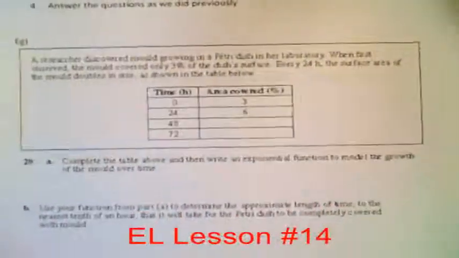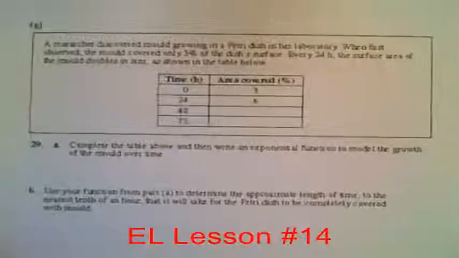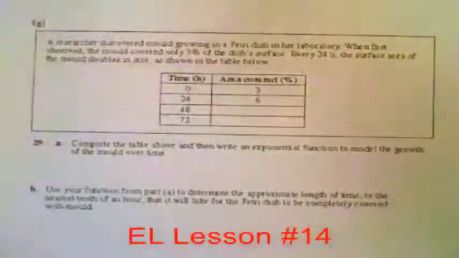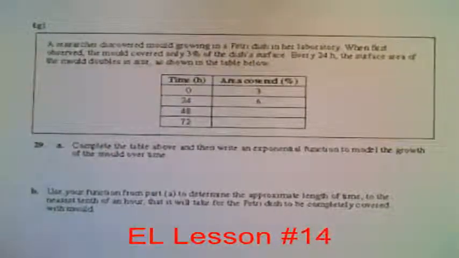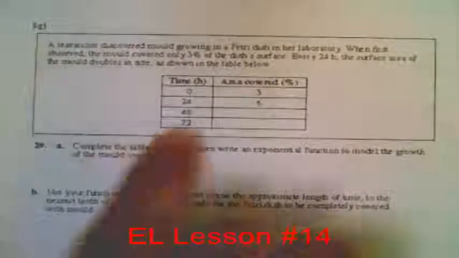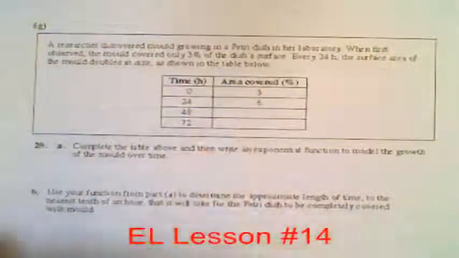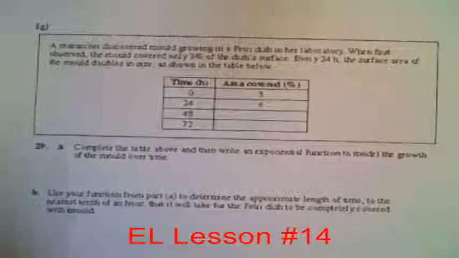So here are some examples. Here's what I mean. This example comes out of the standards document for Math 30-2. A researcher discovered mold growing in a petri dish. When first observed, the mold covered 3% of the dish's surface, and every 24 hours the surface of the mold doubles in size. So after 24 hours it became 6%, and so on and so forth. It's shown in the table below.